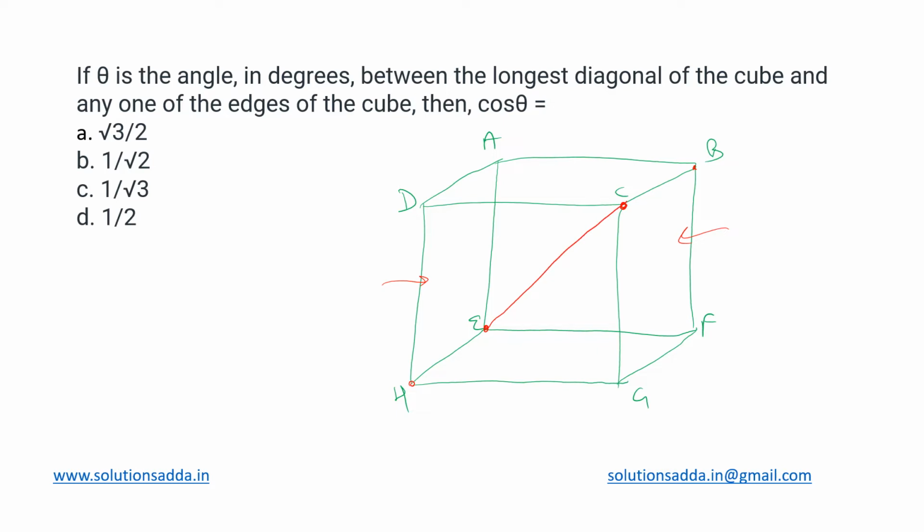And now they are saying that theta is the angle in degrees that the longest diagonal makes with any one of the edges of this cube. So let us say this angle is theta, or we can also consider point E, so in that case this angle can be considered theta. It depends upon which side we are considering. We basically have to find the value of cos theta.